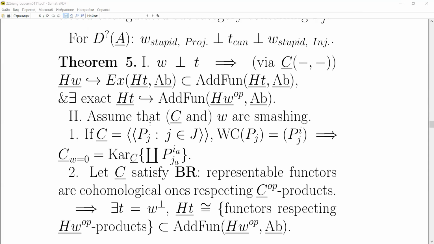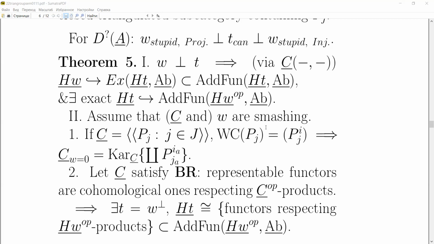So now to the smashing case, if the category is generated by some set of objects P_j, and you compute the weight complexes of P_j, it's always a complex that has certain terms.